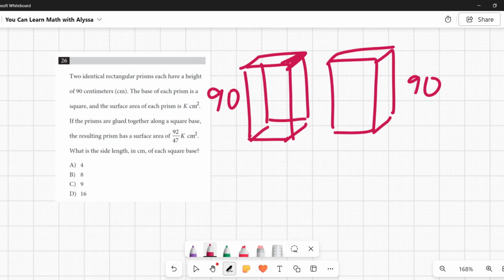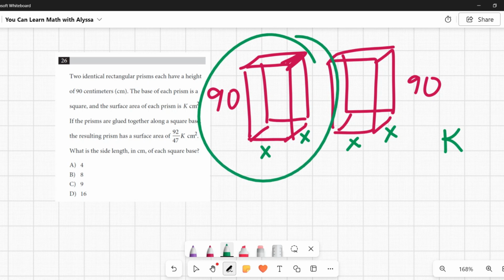Okay, good to know. So I don't know what they are, but I know it's a square, so I'm going to call both of these sides x. Right, the surface area of each prism is k centimeters squared. Okay, so what is surface area? It's when we add up the area of all the individual sides. So for each of these individual prisms, just look at one of them here, what would the surface area be?